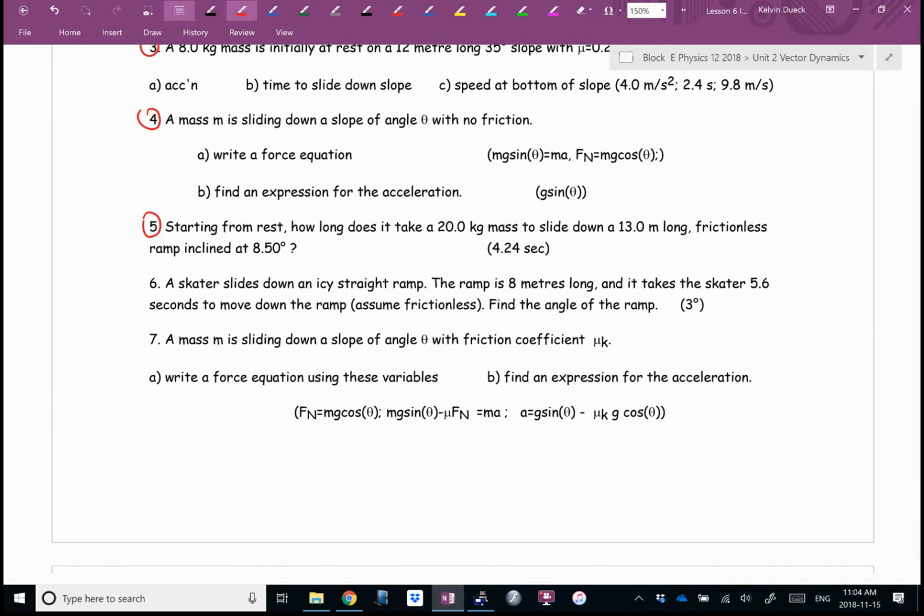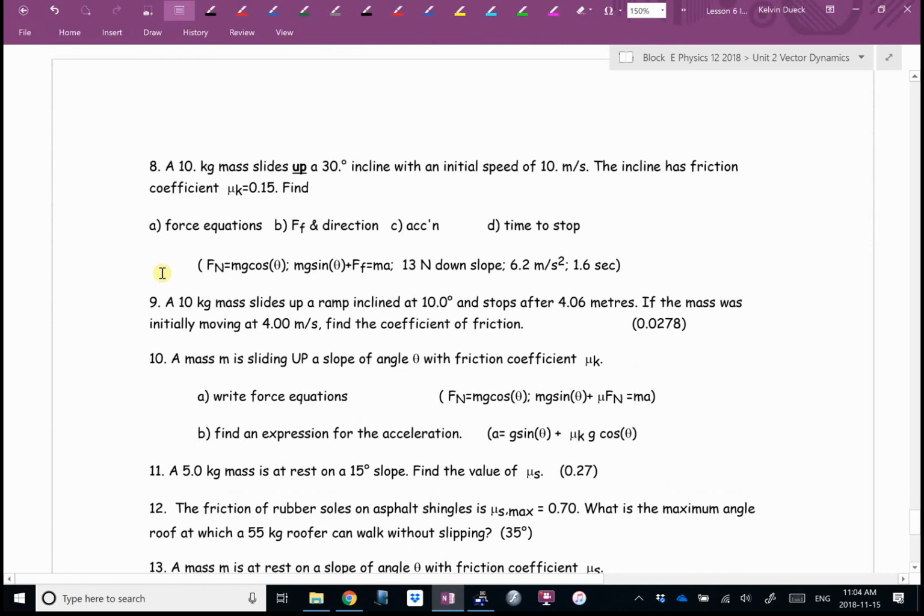What's number 6 asking you to find? How would I find an angle? Second function: sine or cosine or tangent. We're behind schedule, and so I'm not going to ask you to find angles this year. So we're going to skip question 6. We're going to skip question 7. Eight is good, but cross out A. Cross out B. Just find the acceleration and the time to stop.